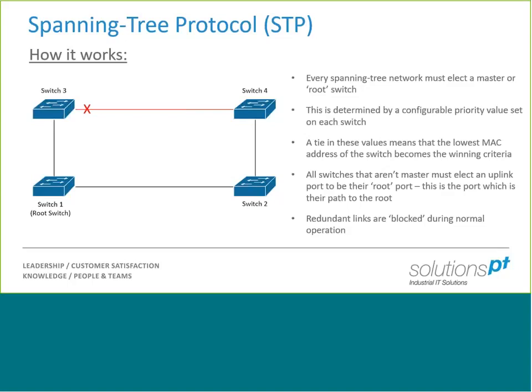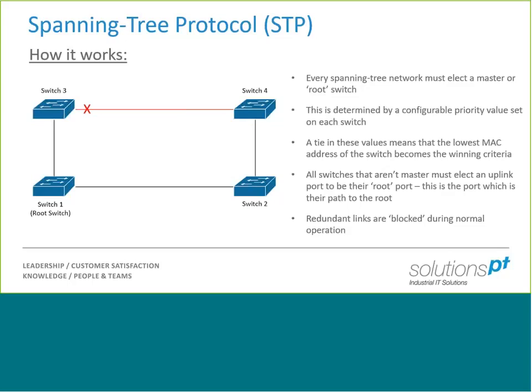Now, we can define which of these switches becomes the master or the root, and that's all done by a priority, so a value that we configure on each of the switches. And the lower the priority, the better chance that switch has of becoming the master. Now, in an instance where all the switches have got the same priority, what happens is spanning tree will use the lowest MAC address to determine which switch becomes the master.